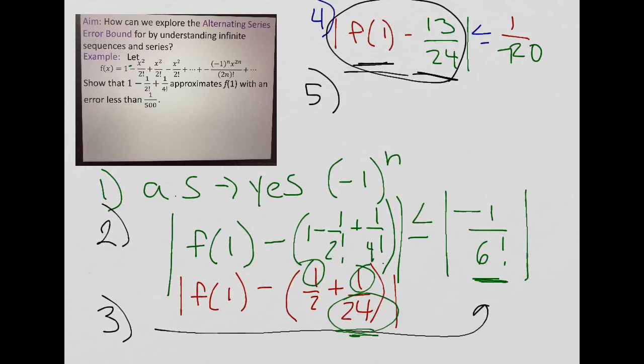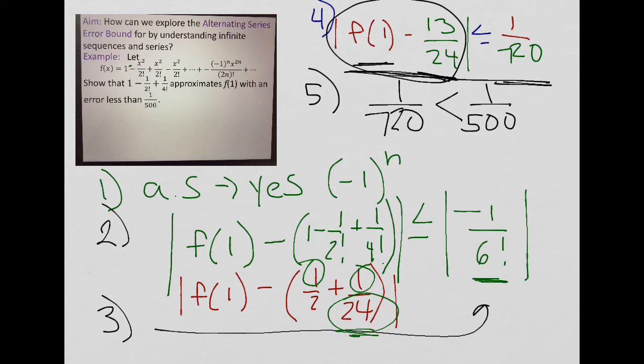So this may even equal 1 over 720. But this is supposed to be less than it. Now, 1 over 720 is definitely less than 1 over 500 because the denominator is bigger, making it a smaller fraction. So the error is less than we expected, and that's all that we need to do there.